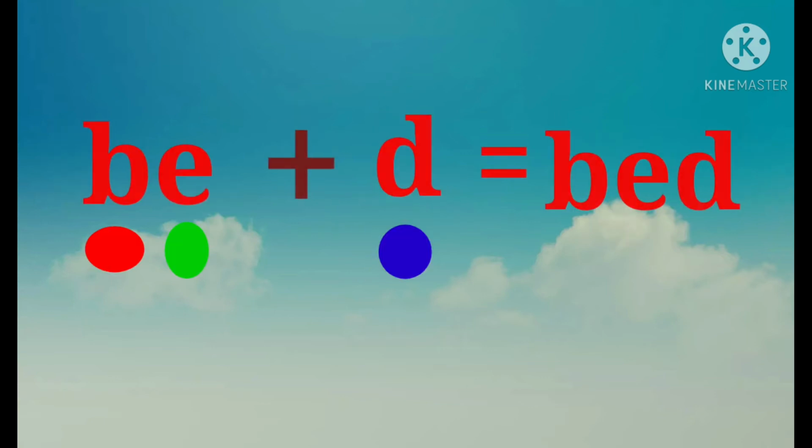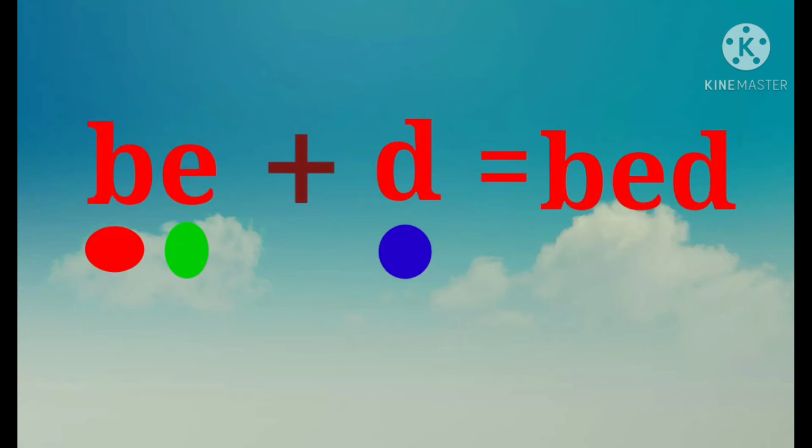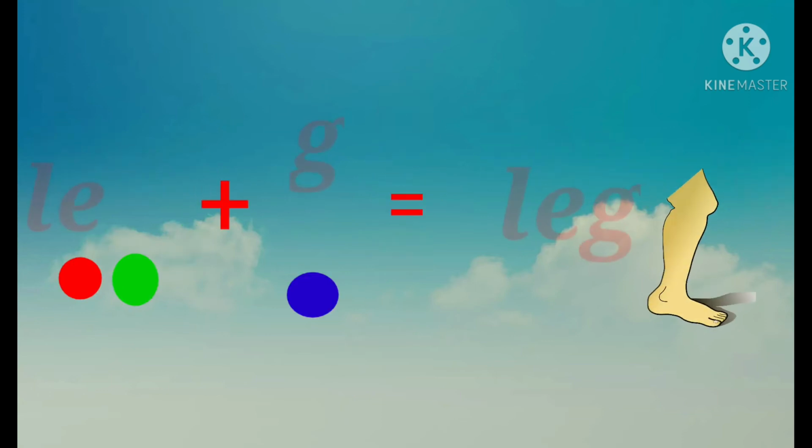You remember how in the last lesson we read the sound on the red dot and the green dot together, and we will blend it with the sound on the blue dot like this. Be, d, bed. Correct. Now let's see more three-letter words with the E sound.